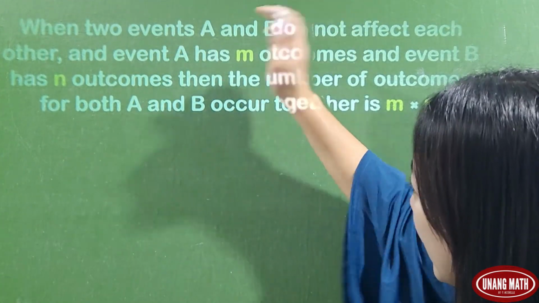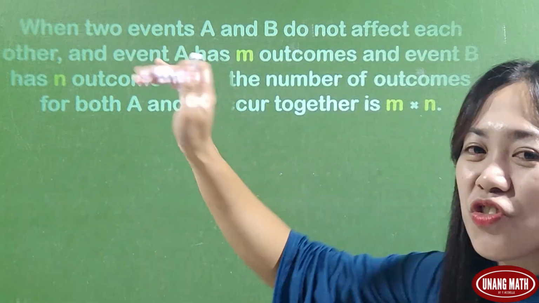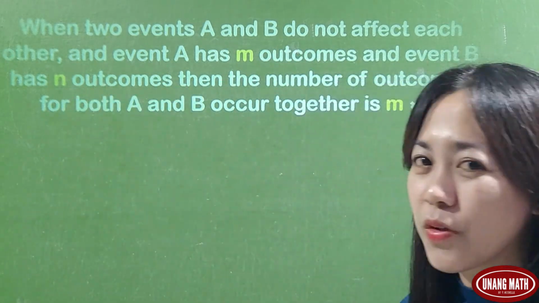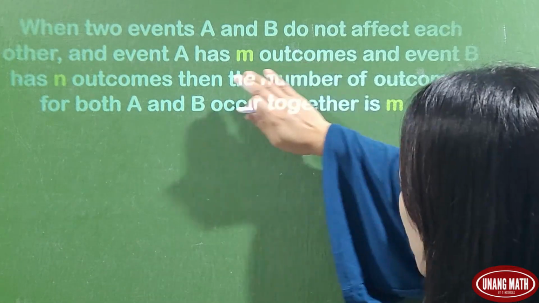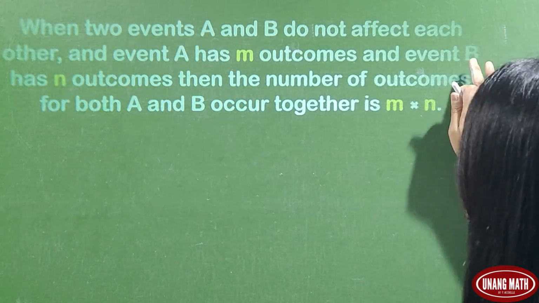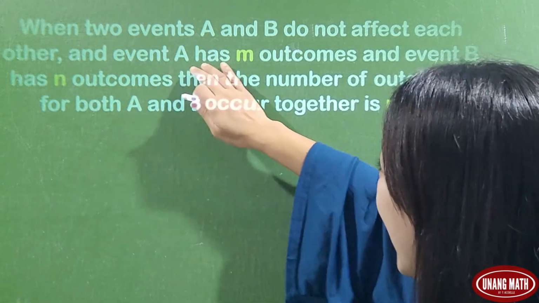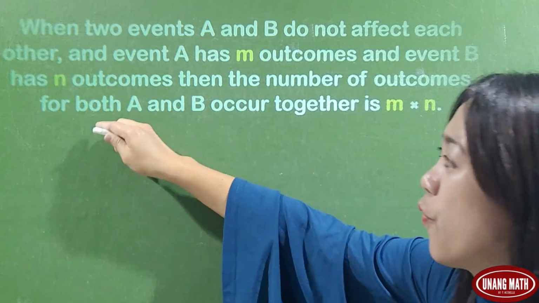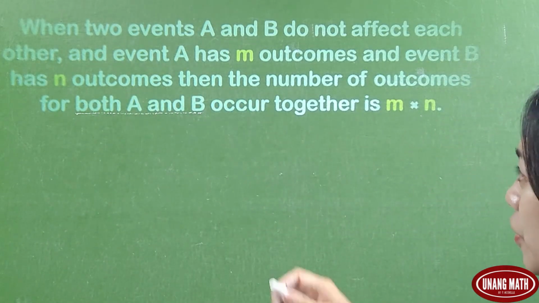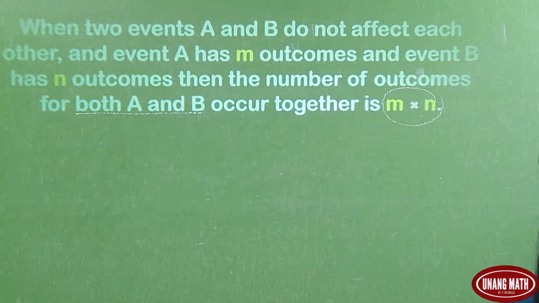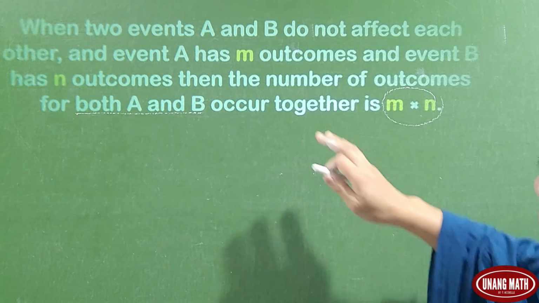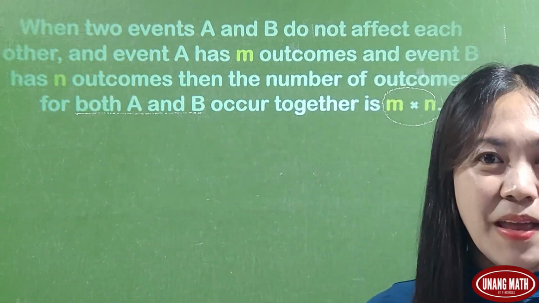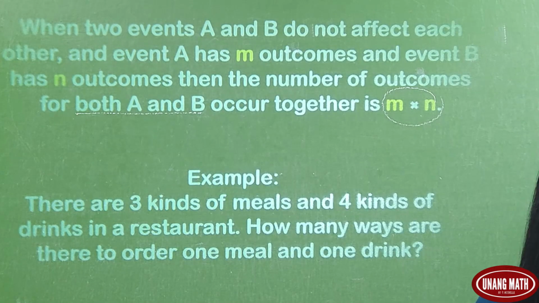When two events, event A and B, do not affect each other, and event A has M outcomes and event B has N outcomes, it means the number of outcomes for event A is M and the number of outcomes for event B is N. Then the number of outcomes for both A and B occurring together is M times N. So we multiply the number of outcomes for event A by the number of outcomes for event B. Let's give an example for you to understand this concept.